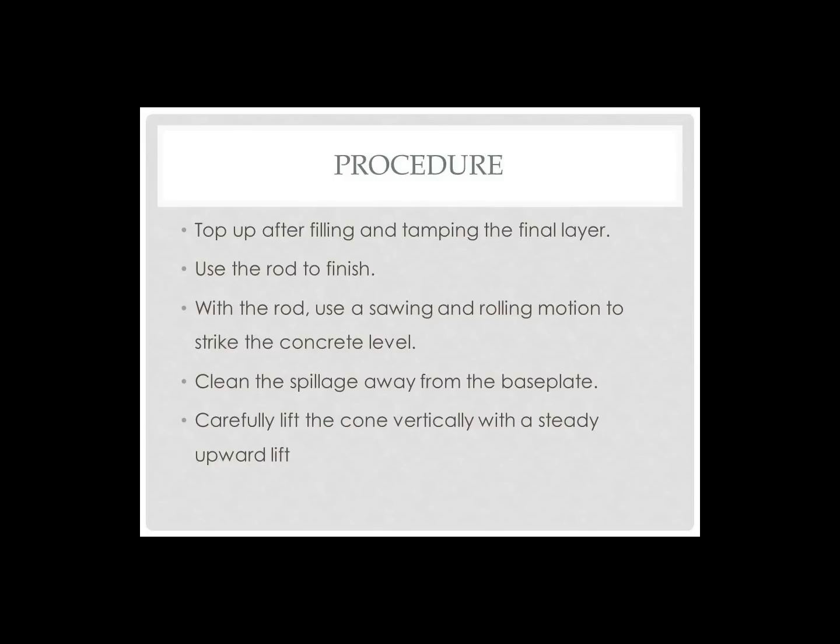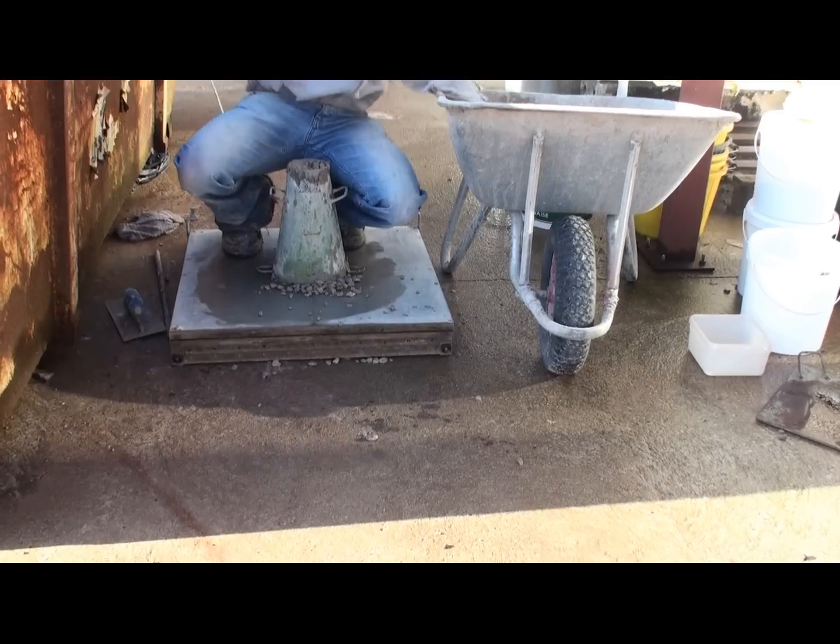Top up after filling and tamping the final layer. Use the rod to finish. With the rod, use a sawing and rolling motion to strike the concrete level. Clean the spillage away from the base plate. Carefully lift the cone vertically with a steady upward lift.